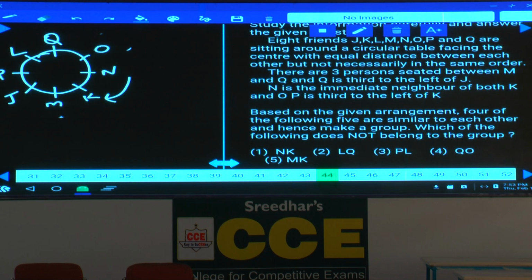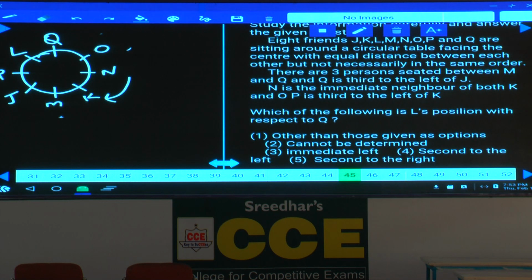Then 44, and based on the given arrangement 4 of the following are similar in N and K. Yes, tell me what is the relation between N and K? K is to the immediate left of N, isn't it? And L and Q, Q is to the immediate left of L, P and L is to the immediate left of P, and Q and O, O is to the immediate left of Q, and M and K, K is to the immediate right of M. Then what is your answer here? Choice 5, except in choice 5. And in the remaining cases, now the second person is to the immediate left of the first person. But whereas in the fifth choice, the second person is to the right hand side of the first person.